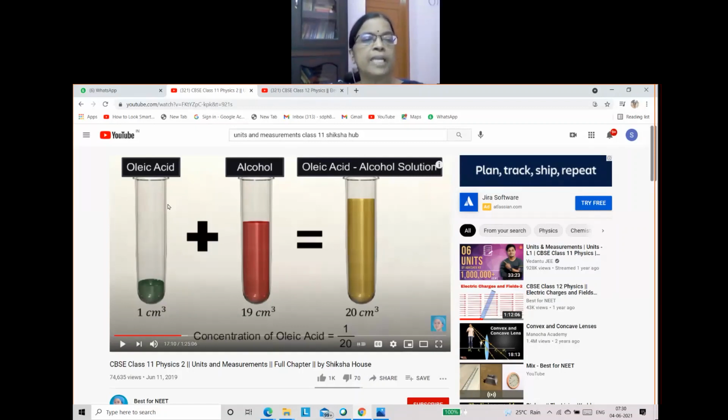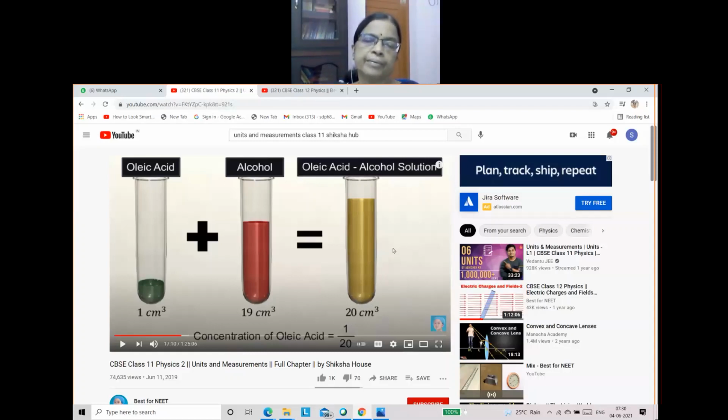So, what we are determining, you can see how. 1 centimeter cube of oleic acid is taken in a beaker. Then it is mixed with alcohol. How much? 19 centimeter cube of alcohol is mixed with it. Then we get a solution: oleic acid, alcohol solution. And in that solution, what is the concentration of oleic acid, children?